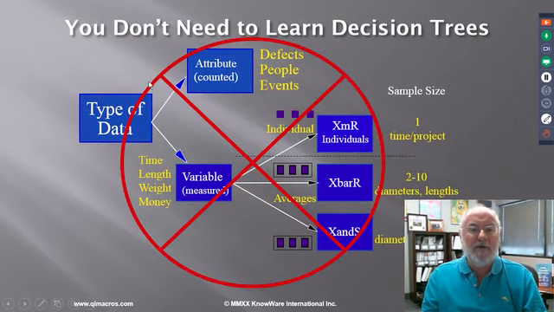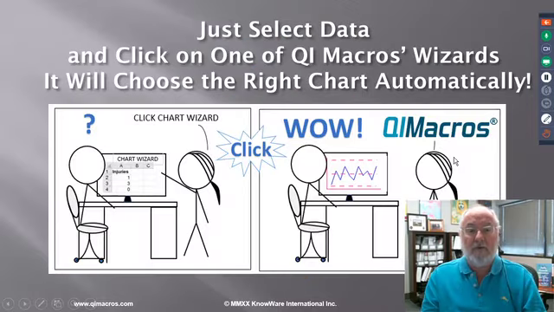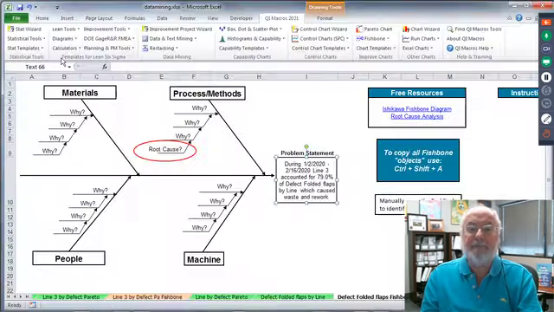We also don't want you to learn decision trees, because people aren't good at decision trees, so I built the Control Chart Wizard. The idea here is we just want to select data, click on one of the wizards, and it'll choose the right chart, stat, or whatever automatically.